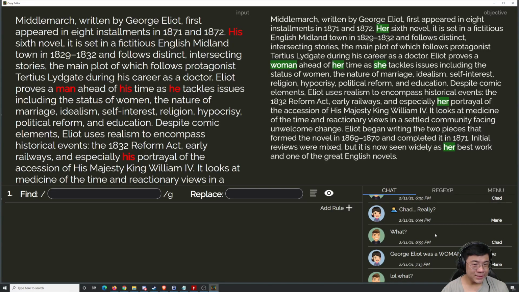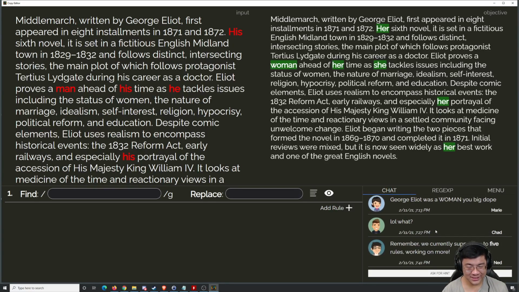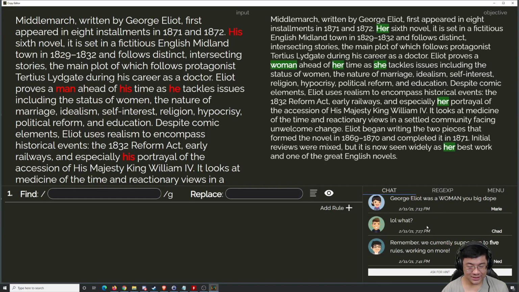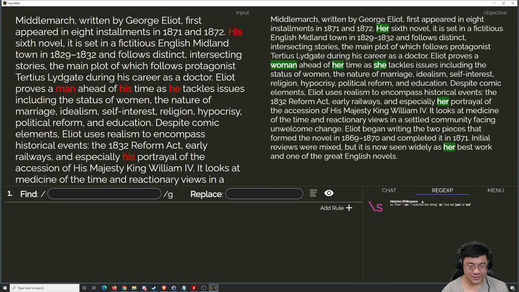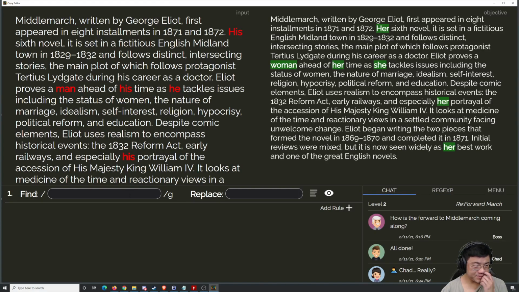George Eliot was a woman. That's true. Currently up to 5 rules. It doesn't seem too bad. So basically, "his" becomes "her", and "man" becomes "woman", and "he" becomes. Well, let's do "his" becomes "her".